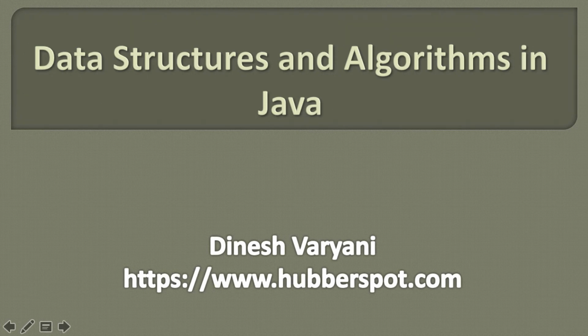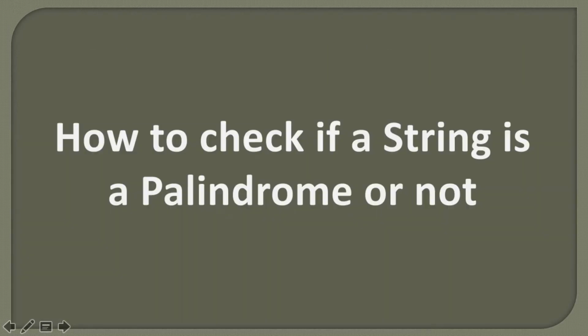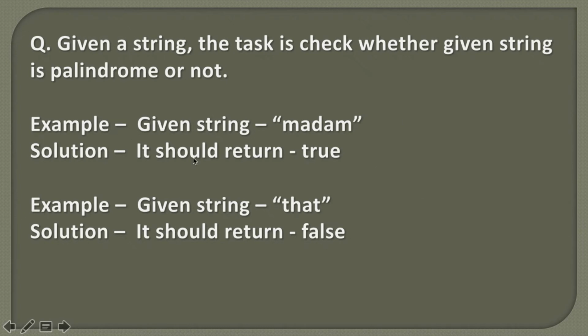Hello everyone. So friends, in this lecture we will discuss how we can check whether a given string is a palindrome or not. So friends, what is a palindrome string? A palindrome string is a string that, when we reverse it and compare it with the original string, they are both the same. So for example, let's say we are given a string madam.